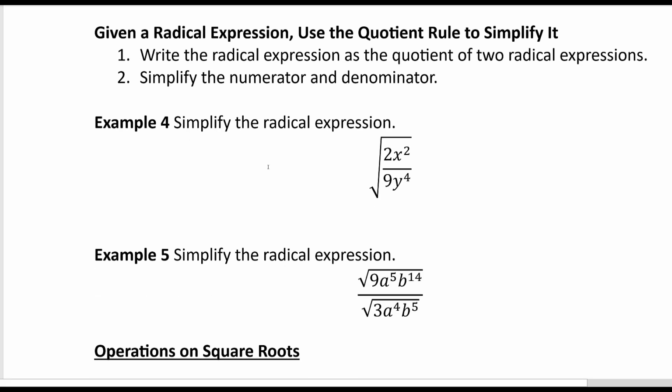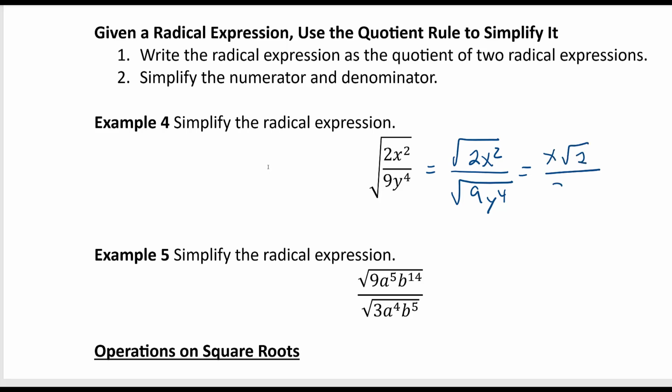So we can write this as the square root of 2x squared over the square root of 9y to the 4th. Now the 2 is not a perfect square, so we can't bring it out, but the square root of x squared is x. So x times the square root of 2 over 3y squared.